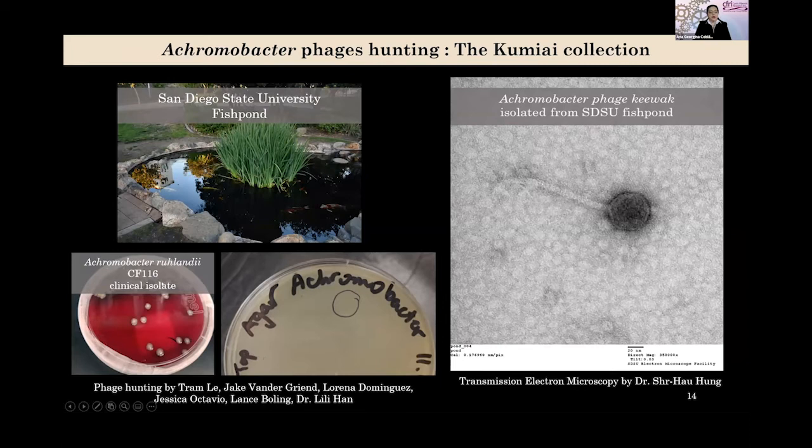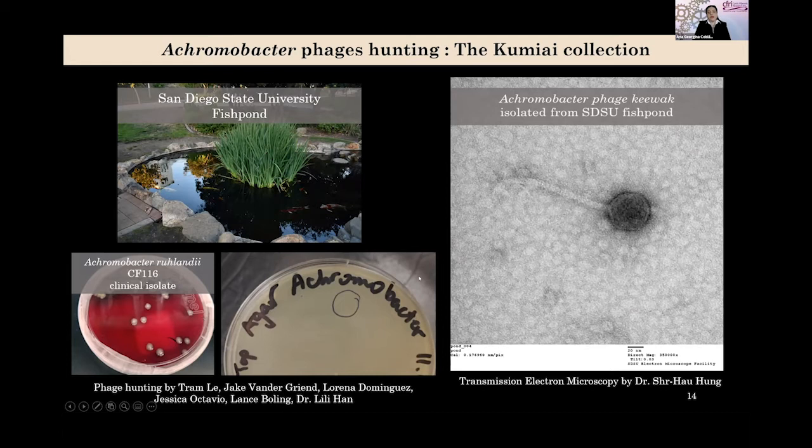So this Achromobacter CF116 from the clinic. And then the phage hunters team collected several samples, mainly from water sources, for example, from this fish pond at San Diego State University, and then filtering the water to get rid of the bacteria and growing together the water sample with the clinical isolate. Here we see just the bacteria growing.